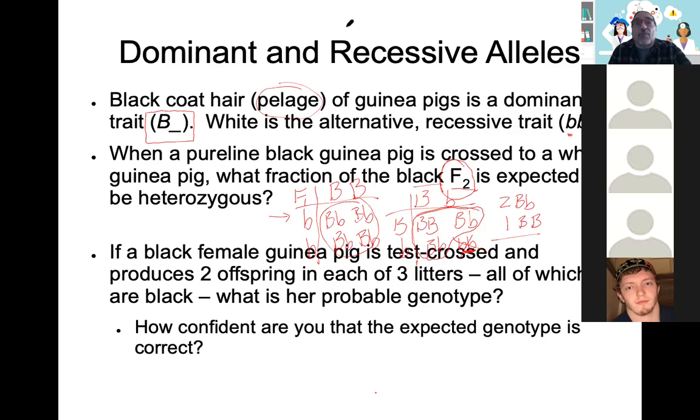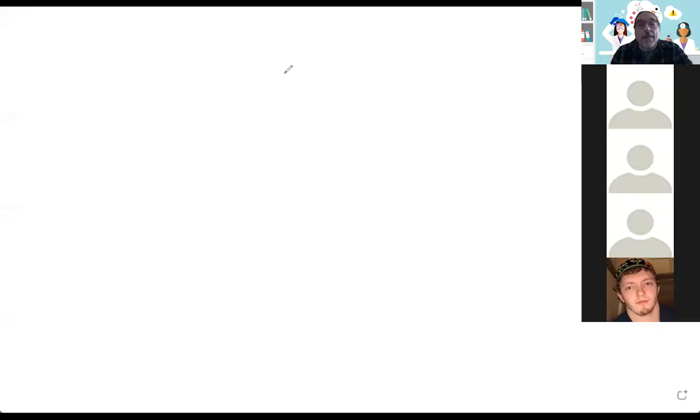I do want to do one thing before we finish up, and I'm going to turn this over into a whiteboard here, if I can figure out how to do it. Don't panic. There we go. So we have a whiteboard.